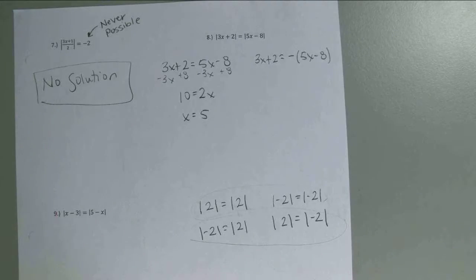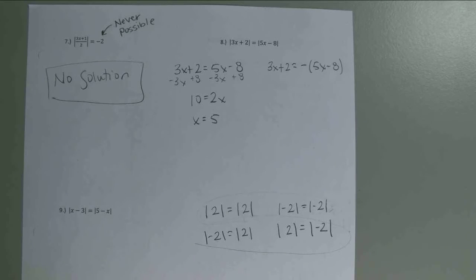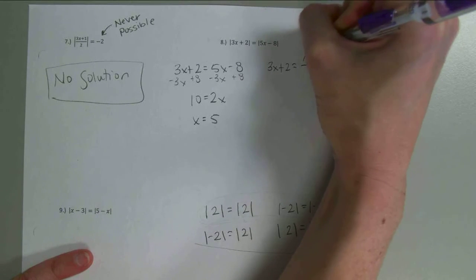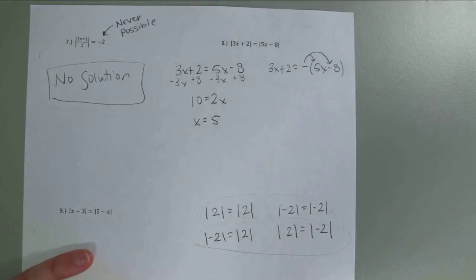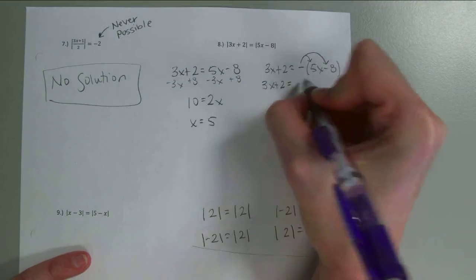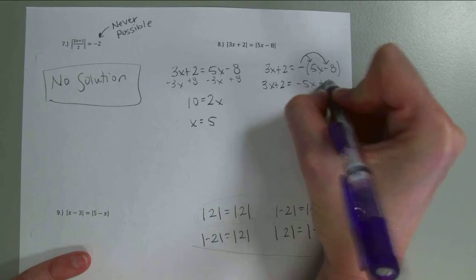Does that look like what you guys got? And you can go either way. You can move your 5x over to get negative 2x, and move your 2 over to get negative 10. Either way, you should get a positive 5. Is that okay on that one? On this one, what we have to do is make sure we distribute the negative to both parts of the right side. So we're going to make sure we have 3x plus 2 equals negative 5x and positive 8.